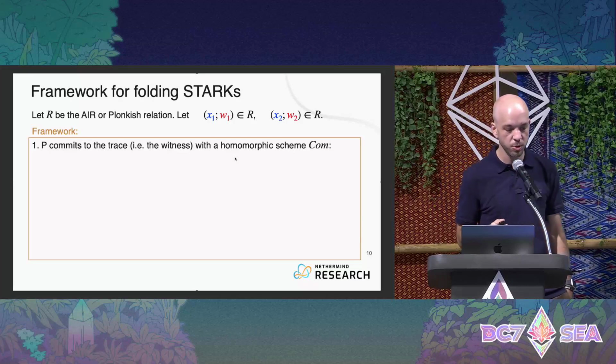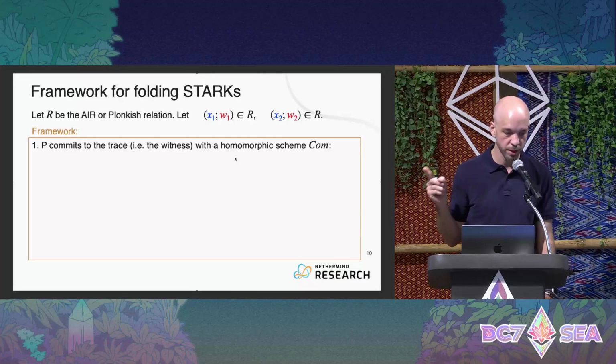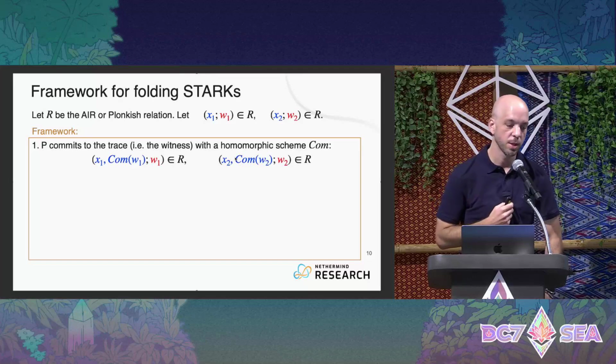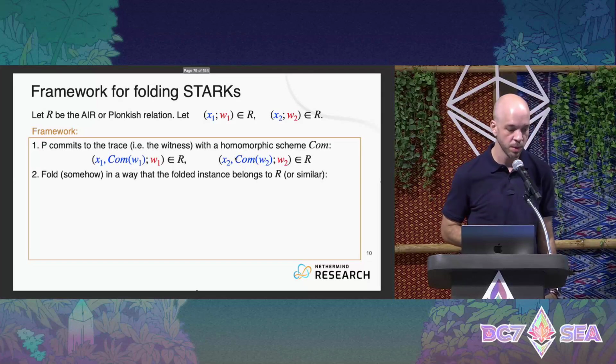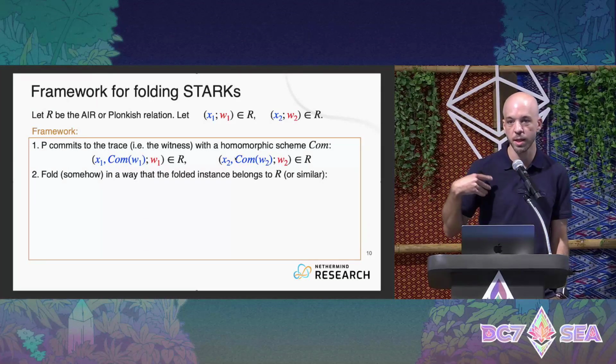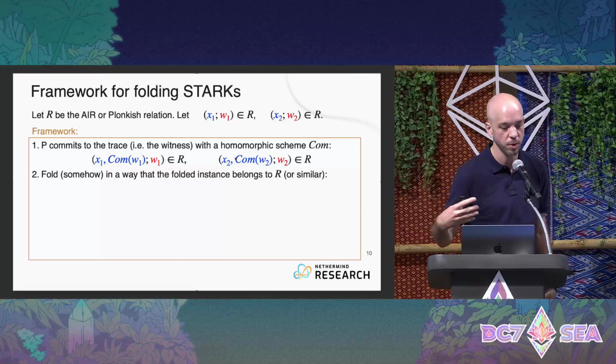The prover would commit to the trace, not to the low-degree extension of the trace. So the trace, the witness, with a homomorphic commitment scheme. Okay, so now we have these two instance witness pairs. And then somehow we would fold in a way that the folded instance is still in an heir or somewhat similar to an heir.